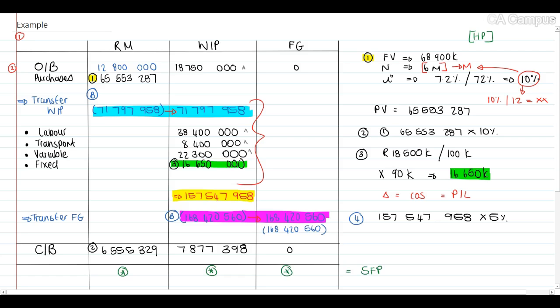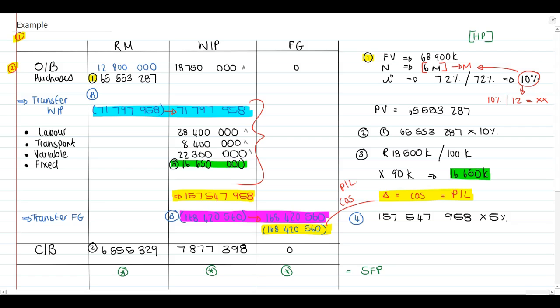If you need to calculate the amount that shall be transferred to your cost of sales, you can use the 168,420,560 plus this difference, guys, when we calculate our fixed overheads based on our normal capacity compared to our actual capacity, and this will then be the total that shall be recognized in your cost of sales in your profit or loss.